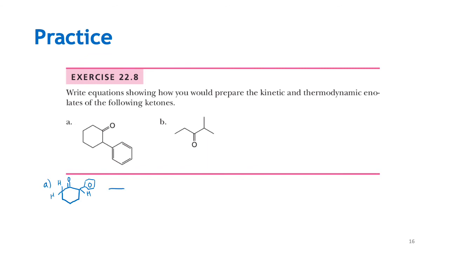And if I wanted to make the kinetic enolate, I would just say LDA, THF, minus 78 degrees Celsius, making sure not to warm it at all. And I know I would form the kinetic enolate as shown right there. So I draw out the benzene ring for you.